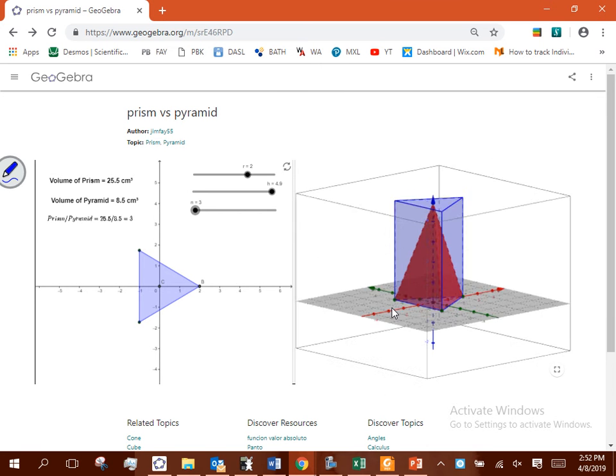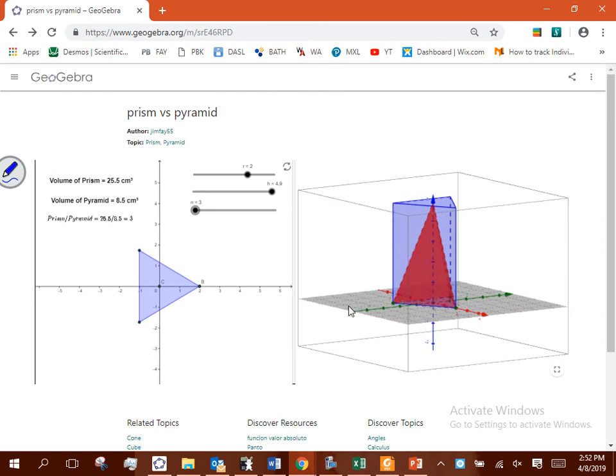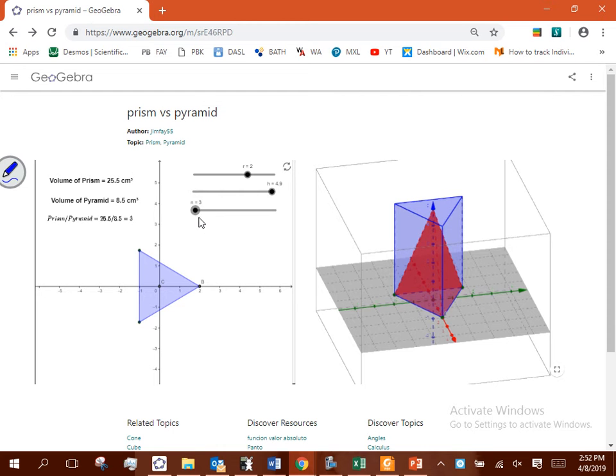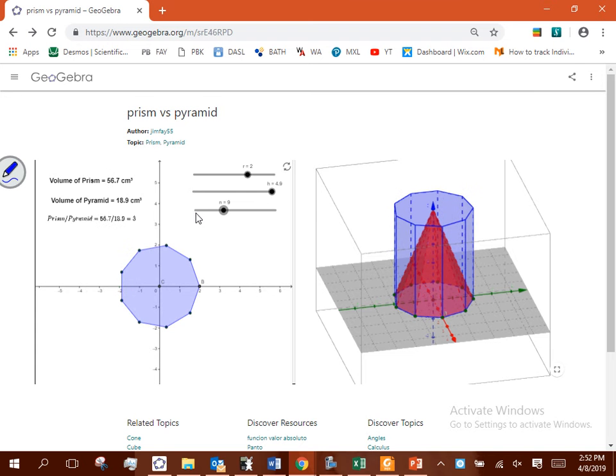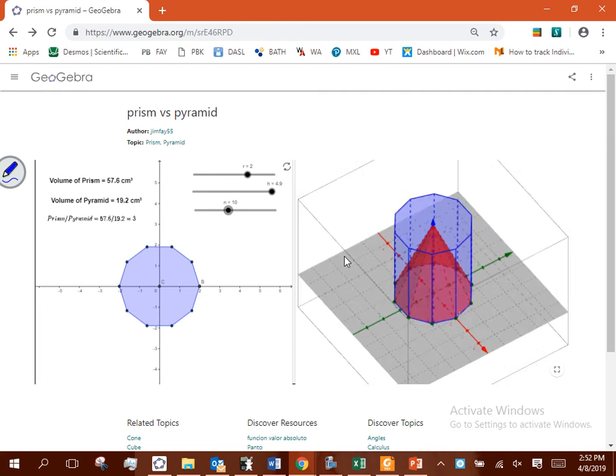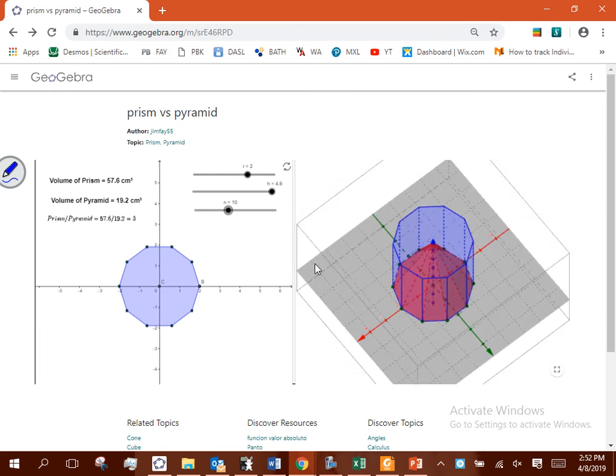So if I look at just the blue prism, triangular prism, right? Okay. Start adding sides to that thing, and now I get that rectangular prism, pentagonal, hexagonal, heptagonal, octagonal, nonagonal, decagonal, or decagonal, however you want to say it. Okay. So that's a prism with 10 sides, right?